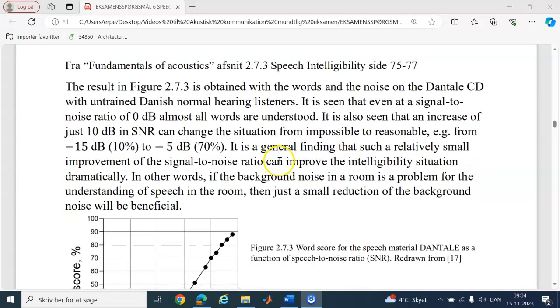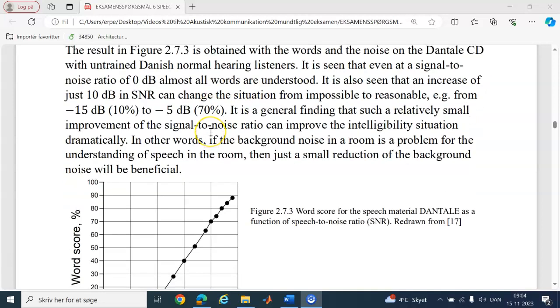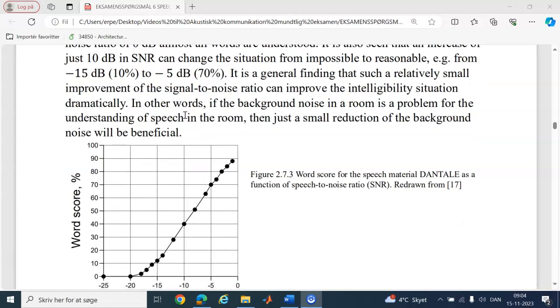From Fundamentals of Acoustics, the result in this figure 27.3 is obtained with words and noise on a CD with untrained Danish normal hearing listeners. It is seen that even at a signal to noise ratio of 0 dB, almost all words are understood. It is also seen that an increase of just 10 dB in SNR can change the situation from impossible to reasonable. For instance, from minus 15 dB at 10% to minus 5 dB gives 70%.